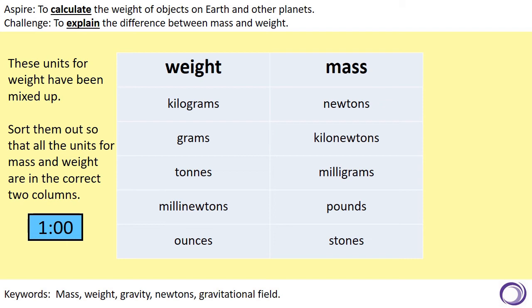What I've done here now, I've got 2 columns, and we've got the units, that's the thing that we measure something in, the thing that we put after the number, but the weight and the mass, they've got mixed up. So what I want you to do is to sort them out, and underneath weight I want you to write down the ones that measure weight, and underneath mass the ones that measure mass. They're not an equal amount in each of the 2 columns. There's more in one than there is in the other, so don't let that put you off.